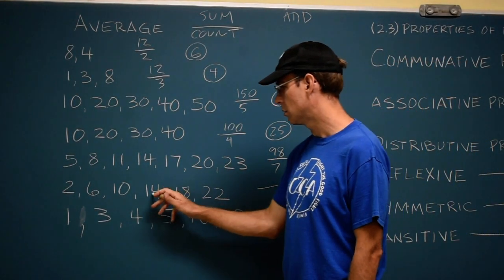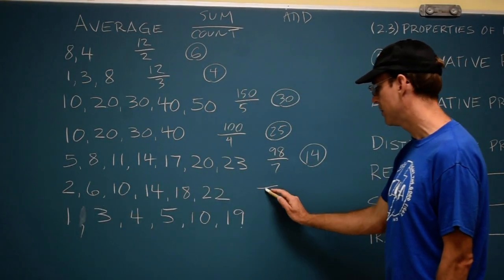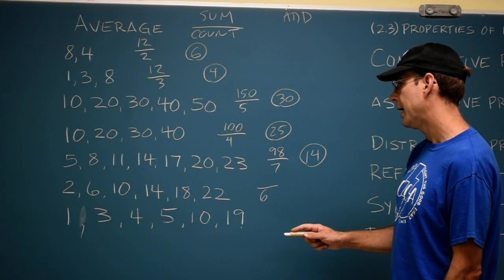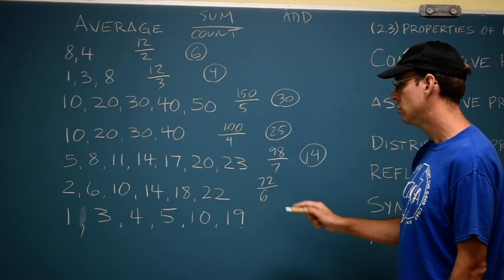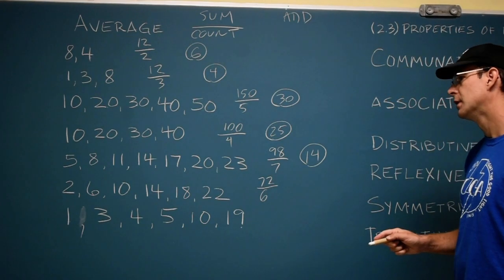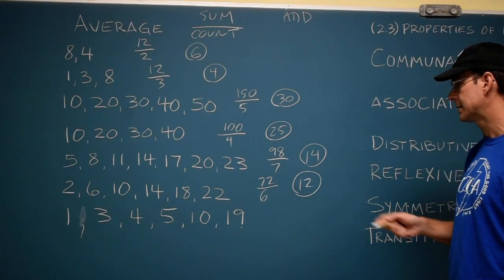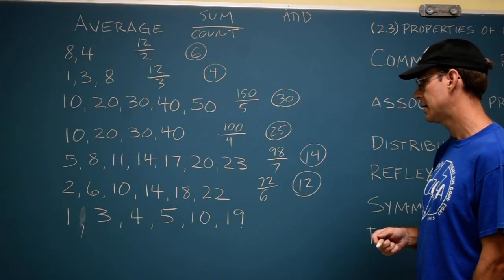This one, 1, 2, 3, 4, 5, 6 numbers to count. If we add, we're going to get 72 on that. If we divide 72 by 6, that's going to come out as a 12 that time.